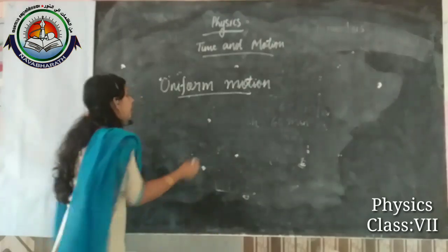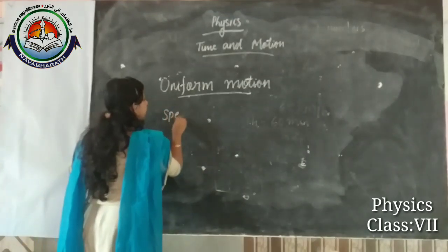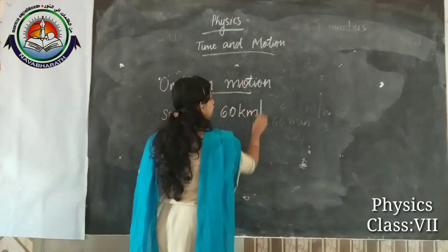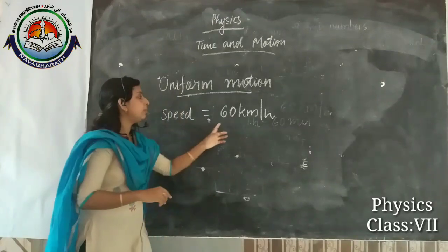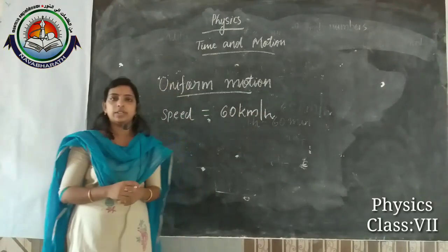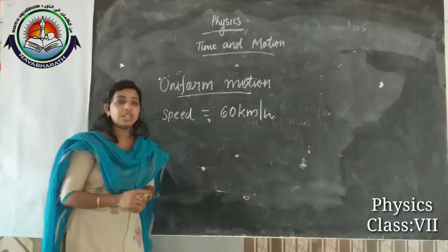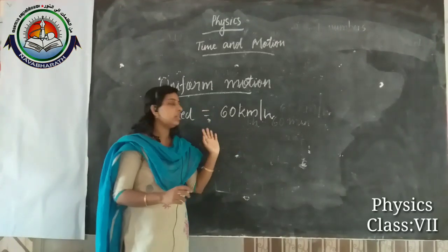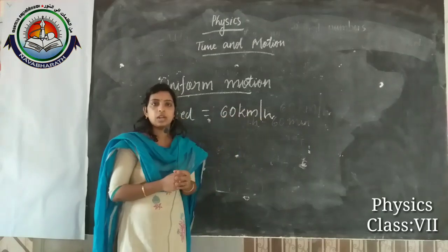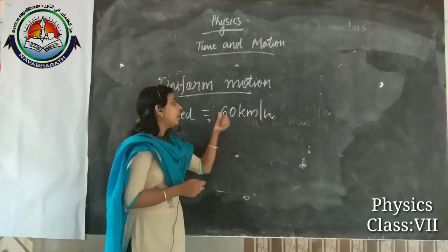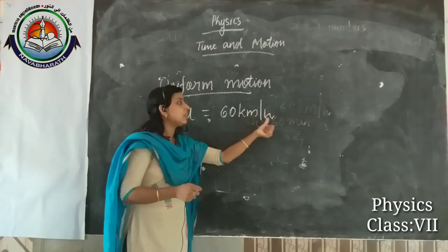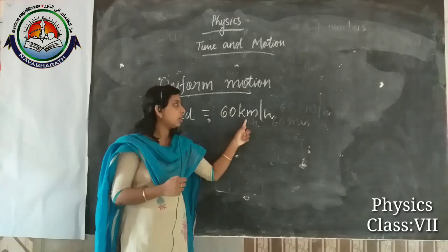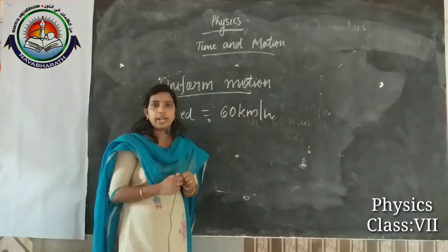Now consider the speed of an object, any bus or any object, as 60 km per hour. What do you mean by this 60 km per hour? It means that if we consider the speed of the bus as 60 km per hour, it covers 60 km distance in 1 hour, right?